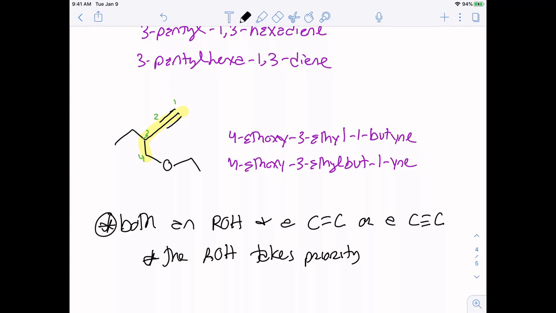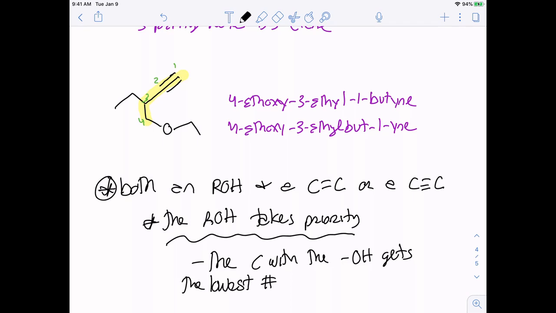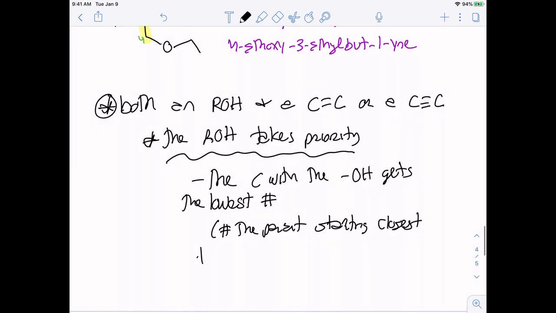Because it's our highest priority group, we want to number the parent starting closest to it. So it gets the lowest number when numbering the parent. The carbon with the hydroxyl group gets the lowest number. Number the parent starting closest to the alcohol, right? It takes priority, so everything is based on it. And then when I name it, it gets to be the very end, because it gets the final say. It's kind of how I think about it.